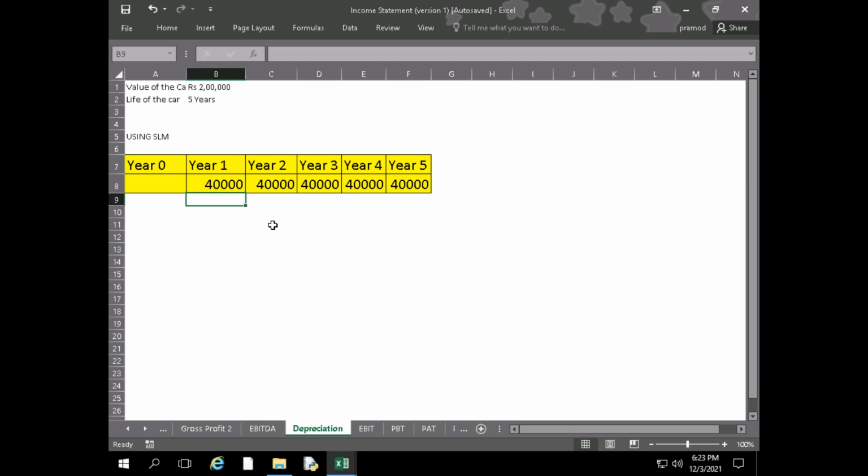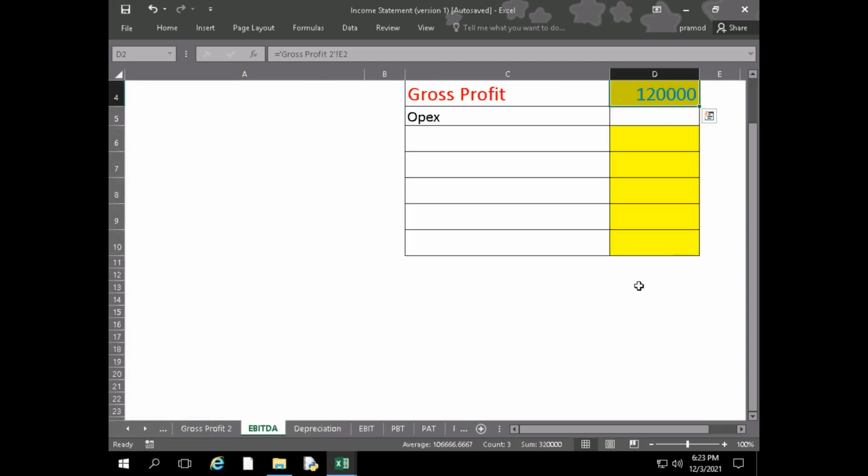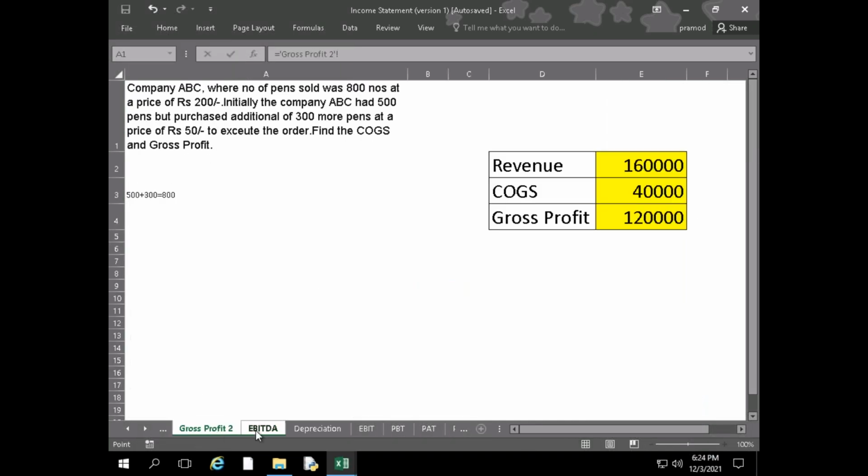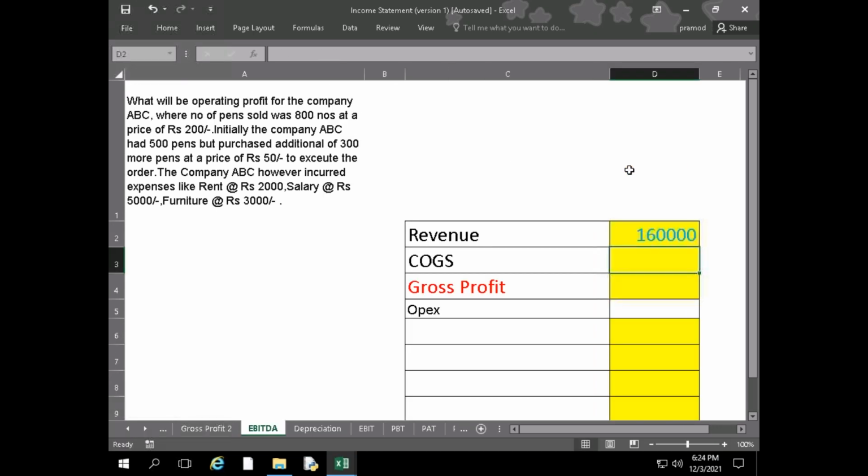So how to drag that amount, sir, in EBIT? First, in the revenue equals, go to the gross profit column, then select the revenue, press enter. Select this, enter. Then for revenue, you drag, or keep the dot and drag till gross profit.